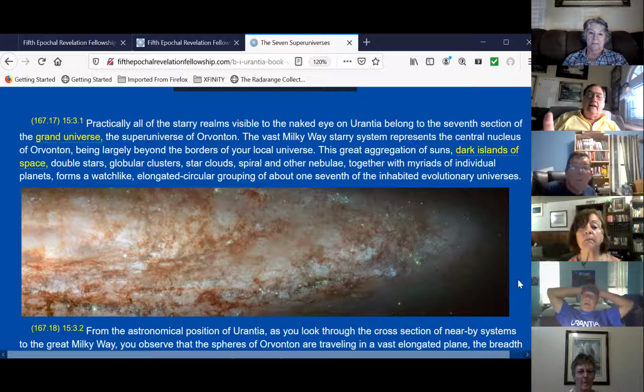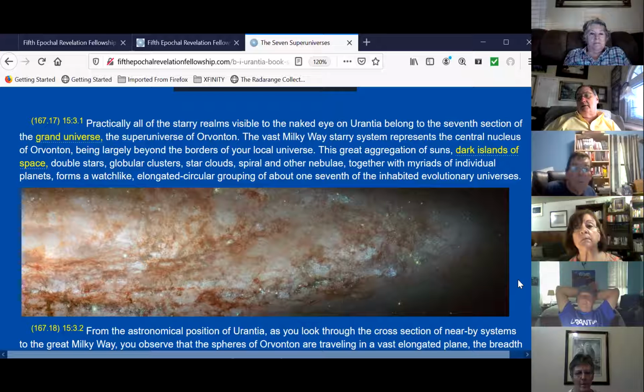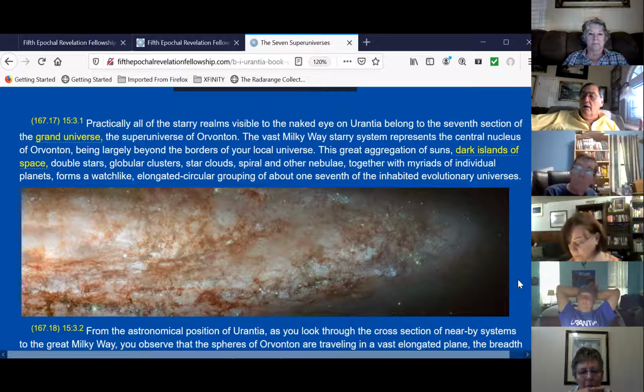So we can see most of the seventh super universe, because that's what the Milky Way galaxy is, the seventh super universe. We can't see any of the other super universes. We can see a conglomeration of stars, which we don't know if it's part of the Milky Way galaxy that's far out, like we are, or if it's part of the edges of one of the other super universes. We don't know, and they don't tell us.